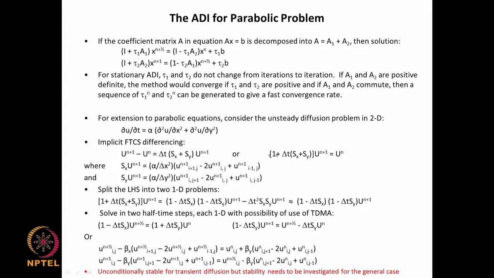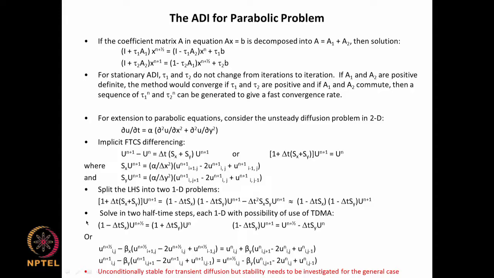So now this equation, this being made equal to u^n, can be solved in two half time steps, each 1D, with the possibility of use of TDMA. So, we can first write this as 1 minus delta t Sx u^(n+1/2) equal to 1 plus delta t Sy times u^n, and from this we get u^(n+1/2), and we substitute this here, and then we solve for 1 minus delta t Sy u^(n+1) equal to u^(n+1/2) minus delta t Sy u^n.